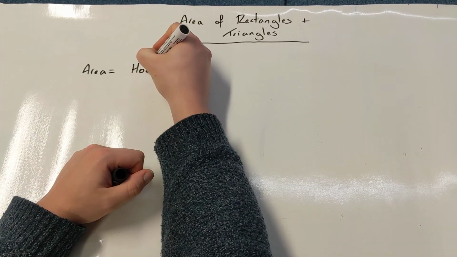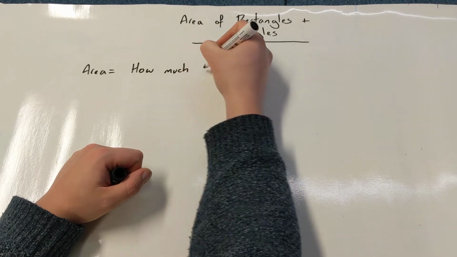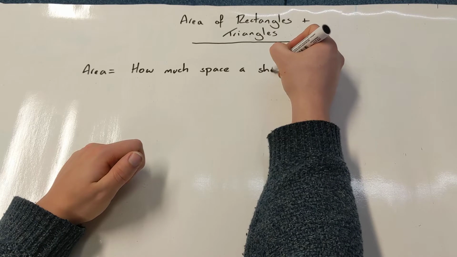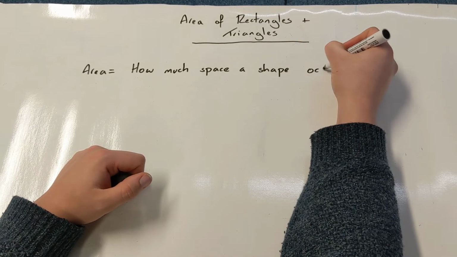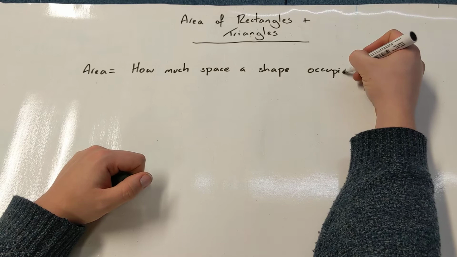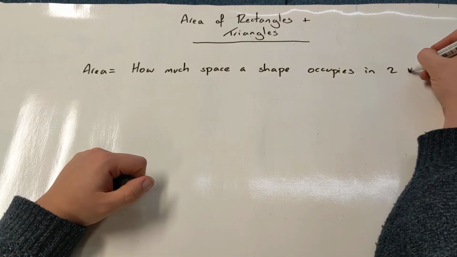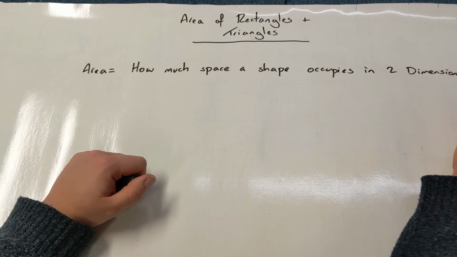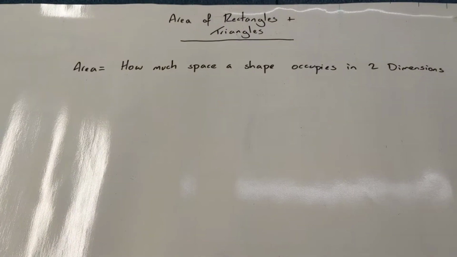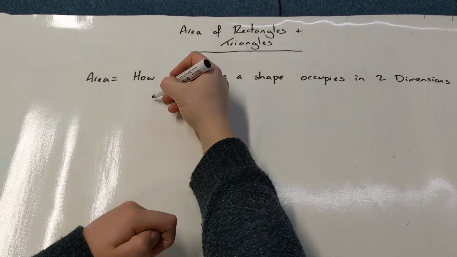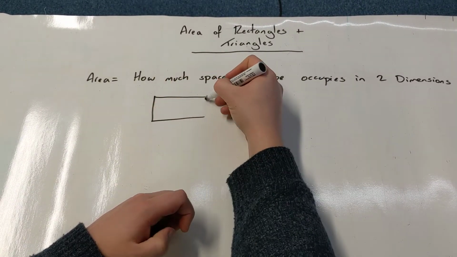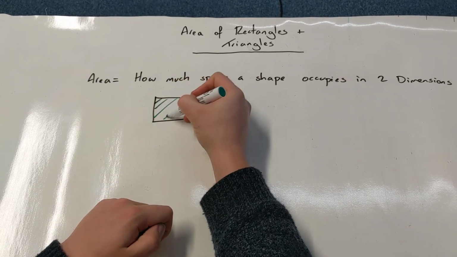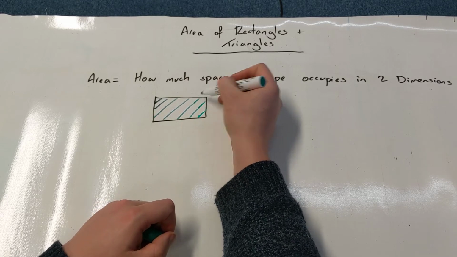So how much space a shape occupies in 2 dimensions. And so, for example, if I've got a rectangle like this, its area is all the space inside it here that I've shaded in.